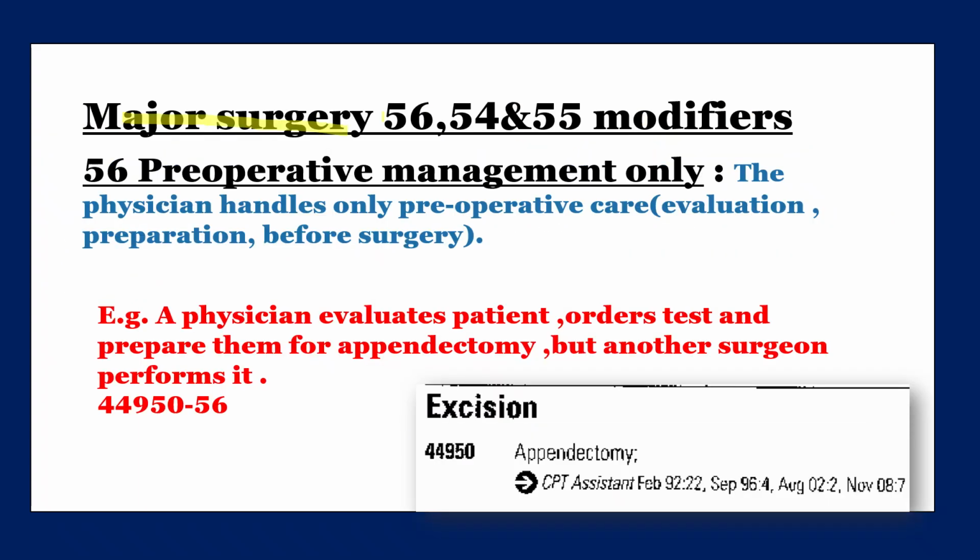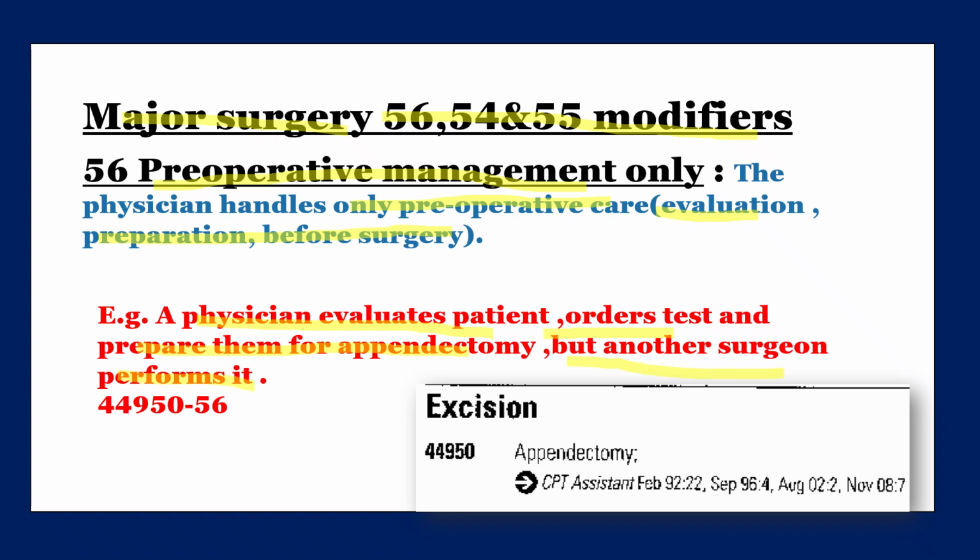Major surgery, that is 56, 54, 55 modifier. Major surgery mainly includes 56, 54, 55 modifier. So 56 modifier, preoperative management only. The physician handles only preoperative care, that is evaluating the patient, preparing the patient before the surgery. When the physician evaluates and prepares the patient for the surgery, then we have to code 56 modifier. For example, a physician evaluates the patient, orders tests and prepares them for appendectomy, but another surgeon performs it.